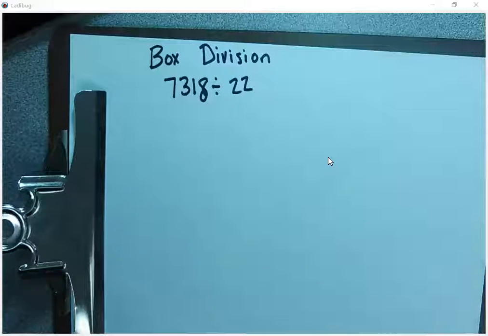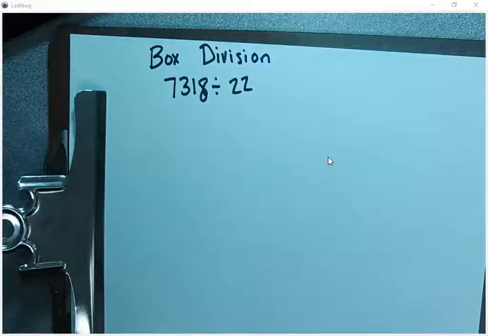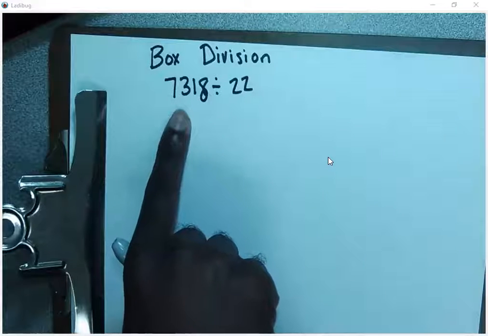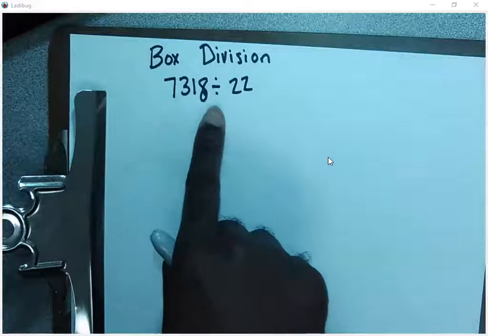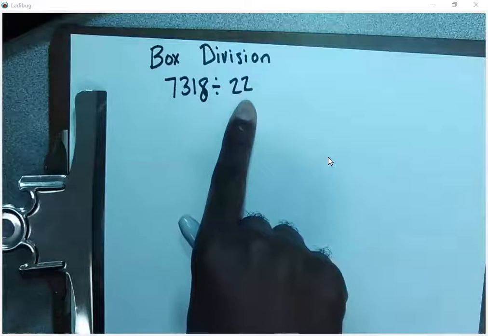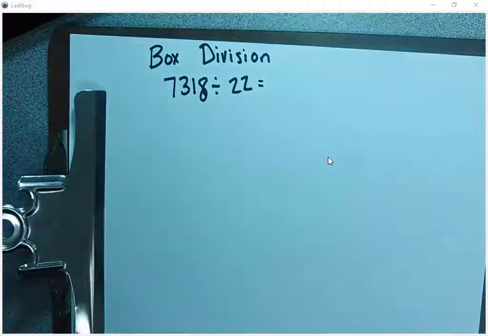Today, we're going to talk about division using our box method division. All right, so we're going to work with the problem 7,318 divided by 22. Now, there are three parts to a division problem. There's your dividend, which is the number that you are dividing, your divisor, which is the number you're dividing by, and then your quotient, which is your answer to a division problem.